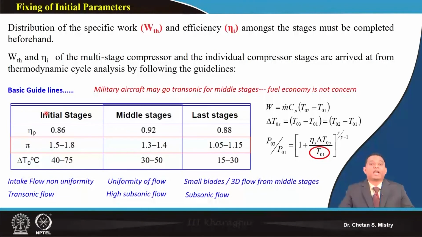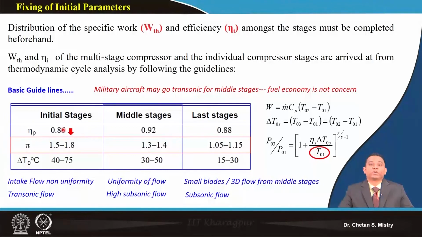So if we consider the initial stage, say the LP compressor, or maybe the fan, or the booster stage, for that the polytropic efficiency per stage you can assume safely to be 86%. My pressure ratio we can select in the range of 1.5 to 1.8, and my delta T0 is in the range of 40 to 75 degrees. Now the question may arise, sir, why is this number lower?